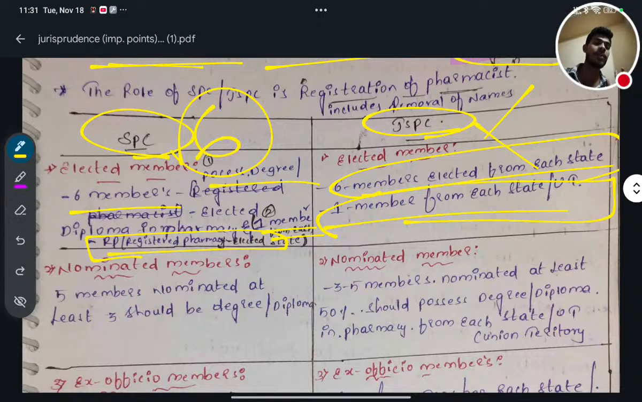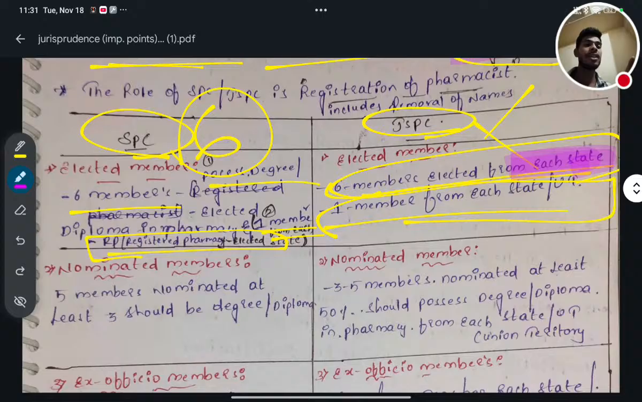I took Assam Pharmacy Council. So in the case of Assam Pharmacy Council, 6 members should be from Assam and they should have a diploma. 1 member should be from Assam and he should be a registered pharmacist. In the case of joint state pharmacy council, 6 members should be from each state. You have to focus on that term, each state.